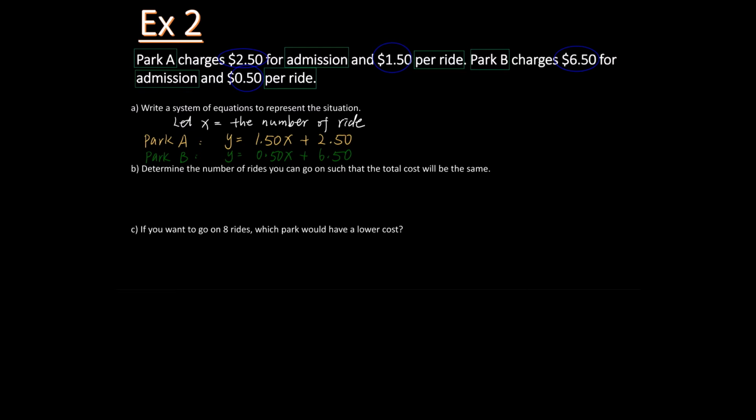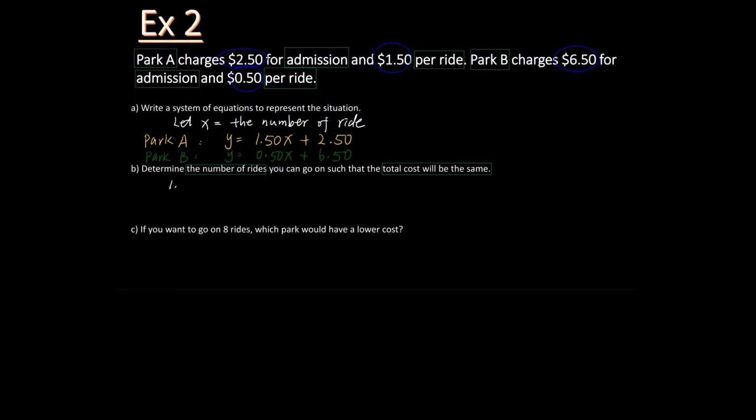Question B. Determine the number of rides you can go on such that the total cost will be the same. Let's box the key information first. Okay, so we need to find the number of rides if Park A and Park B have the same cost. In order to make the two costs equal, we write the two equations equal to each other.